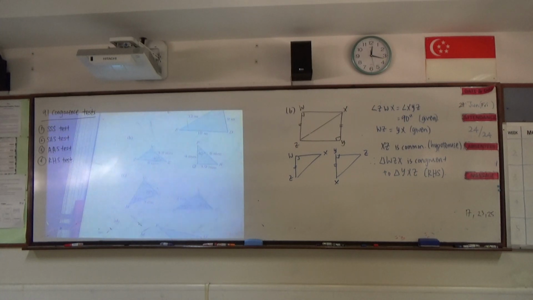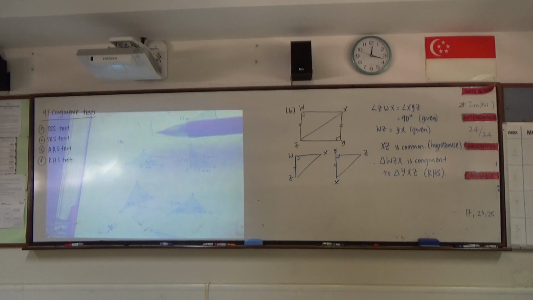If I remember the 4 tests that we have on the whiteboard here, which test will it not be able to satisfy? As long as it doesn't satisfy one of the tests, that means it will not be congruent anymore. So earlier on in question 3A, it does not satisfy the SSS test.